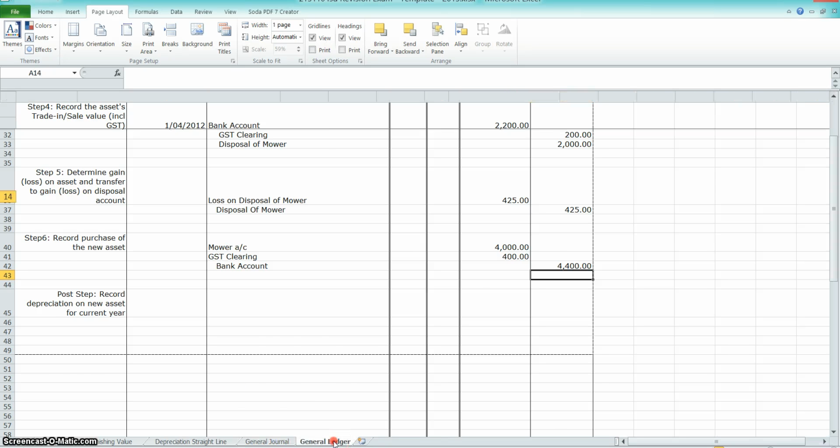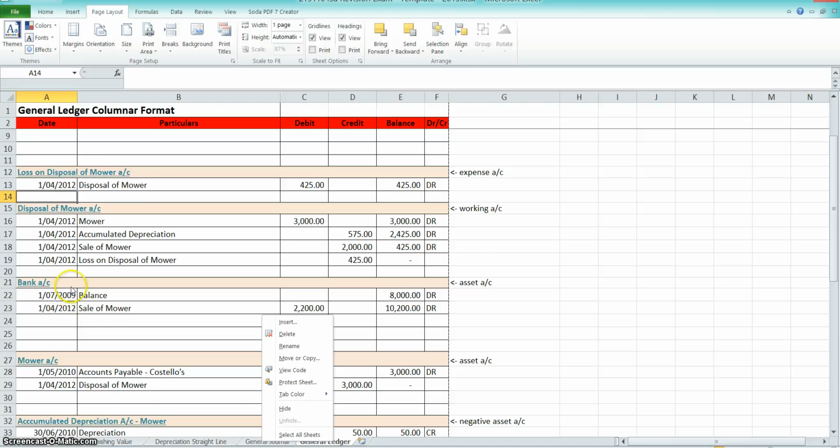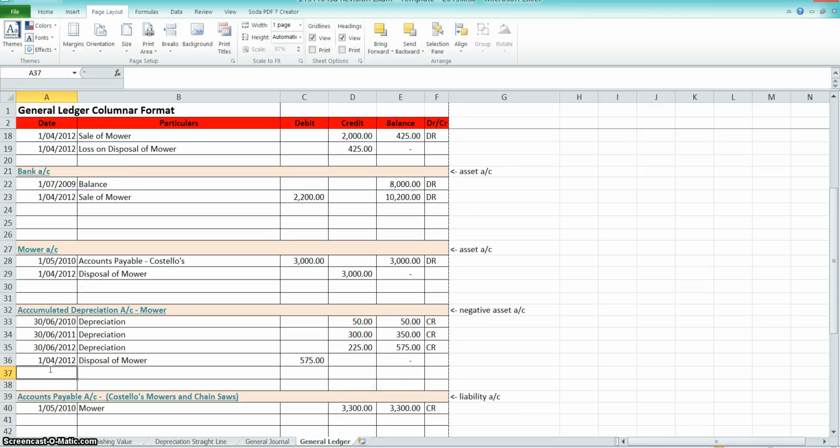If I post those to the ledger, we'll put in the mower account 04/2012 purchase of new mower $4,000. So that puts in an asset for us. Where is it? This one. On the 1st of the 4th, 2012, we purchased a new mower. In our debit side, we'd put in the 4,000. 4,000 debit. That's our asset.